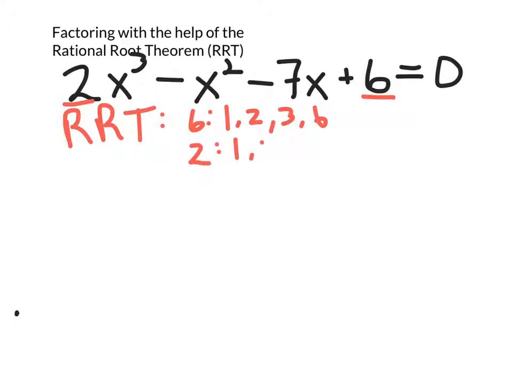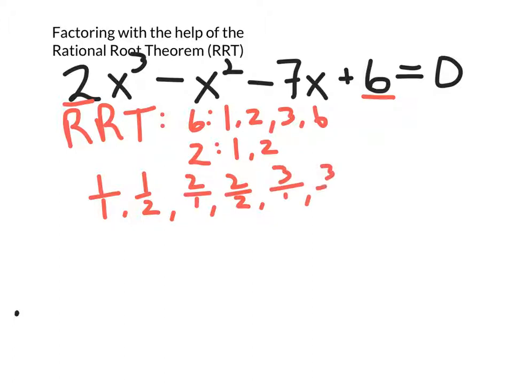be 1 and 2. And so when we list all of these, this means that I'm going to have 1 over 1 as a possibility, and 1 over 2. And then I'm going to have 2 over 1, and 2 over 2. I'm going to have 3 over 1, and 3 over 2. And lastly I'm going to have 6 over 1 and 6 over 2. All of these also, you can add a plus or minus onto all of them. And so every single one of these, you can see that there are a lot of roots.